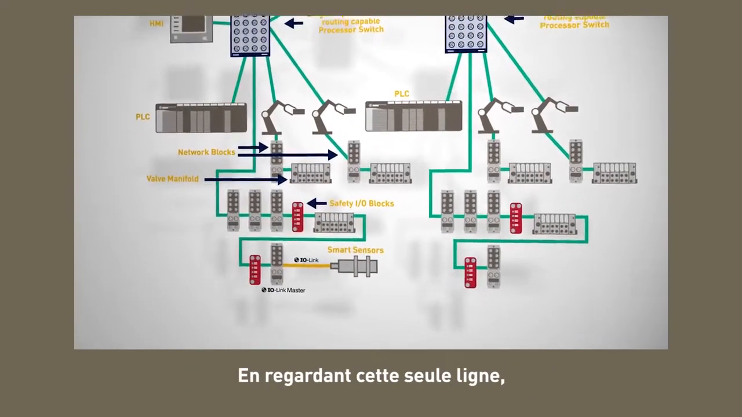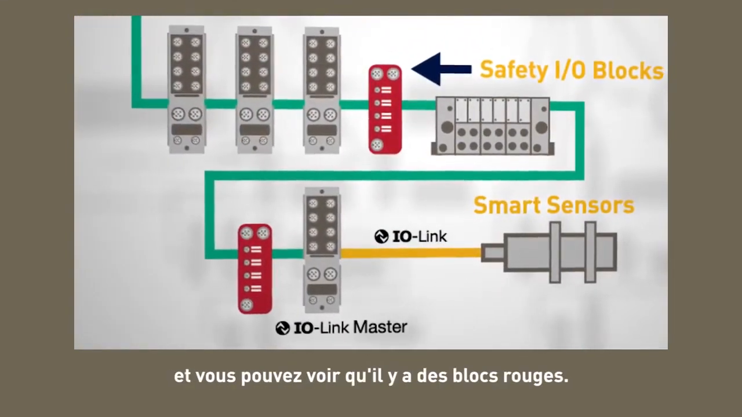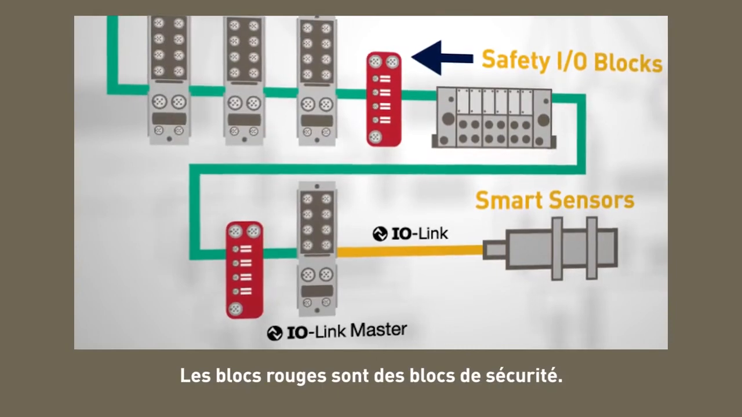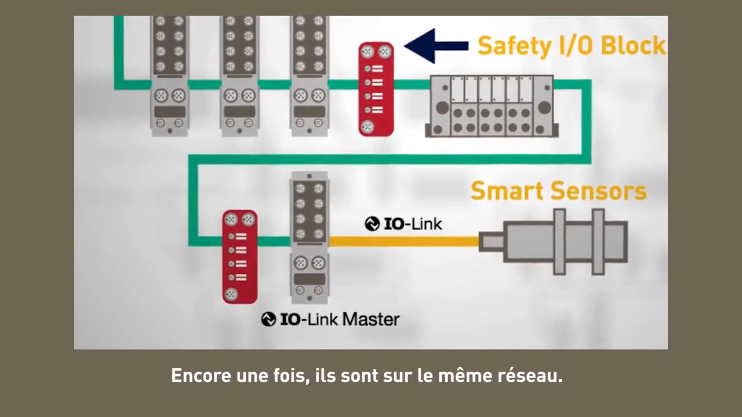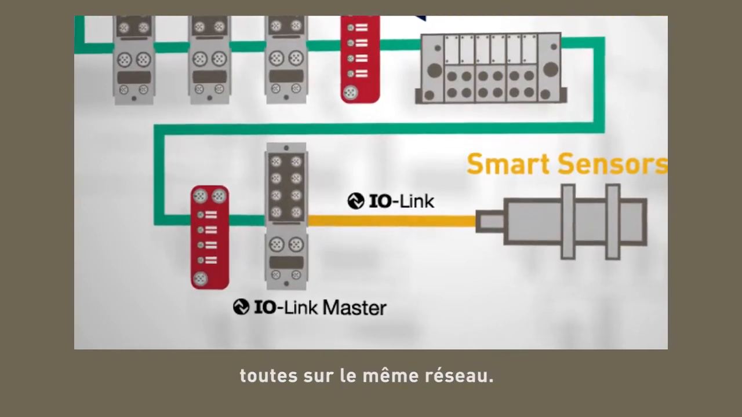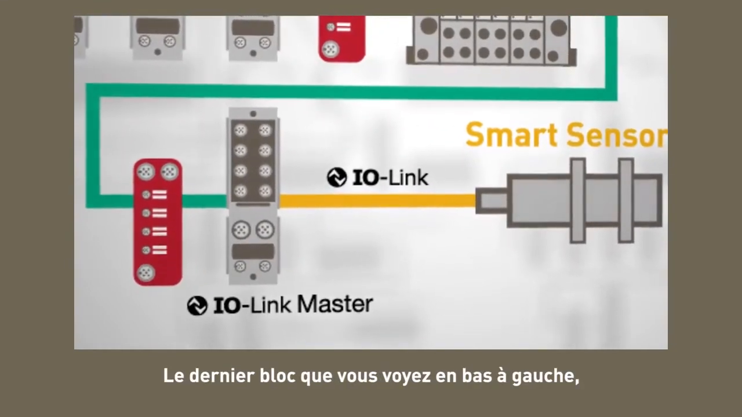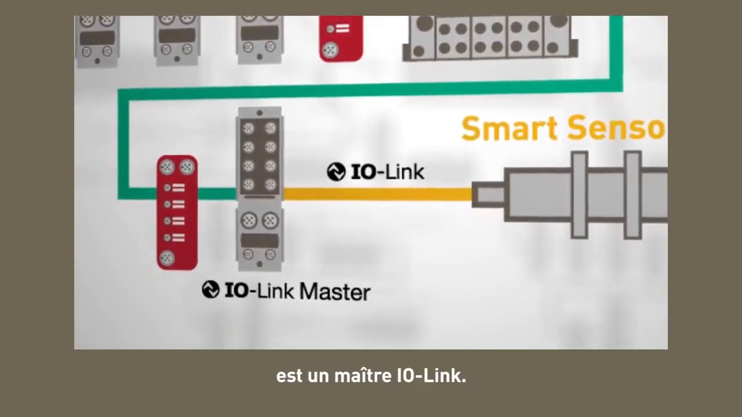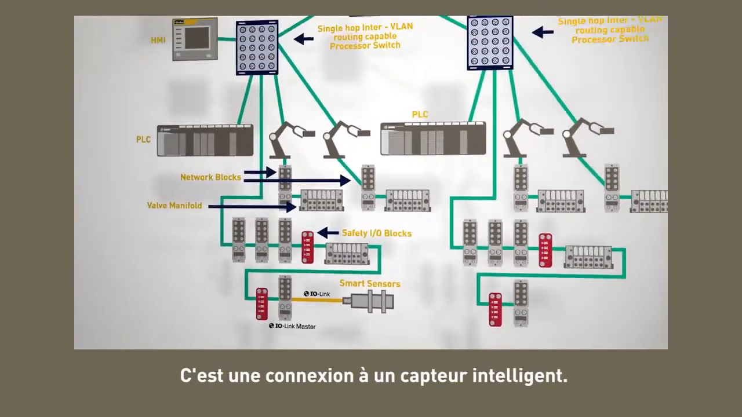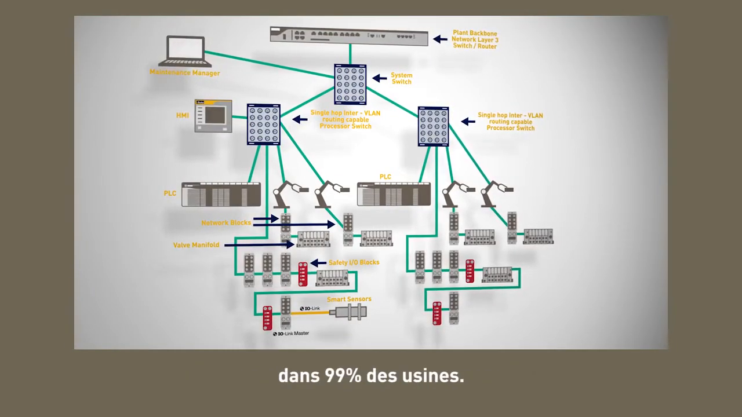As you also look on that one address line, you can see that it's daisy-chained, and you can see the red blocks. The red blocks are safety blocks. Again, they're on that same network, so that's the safety and the standard I/O all being in the same network. The last block that you see at the lower left-hand side would be an I/O link master. It's a single-point connection to a smart sensor. So this is a typical plant floor that you'll see in probably 99% of all the plants.